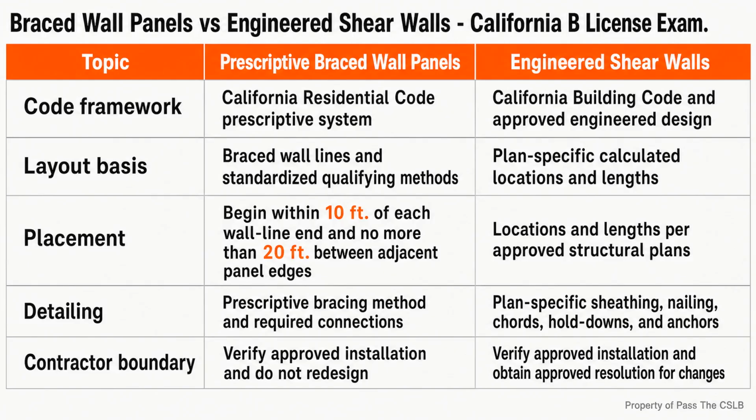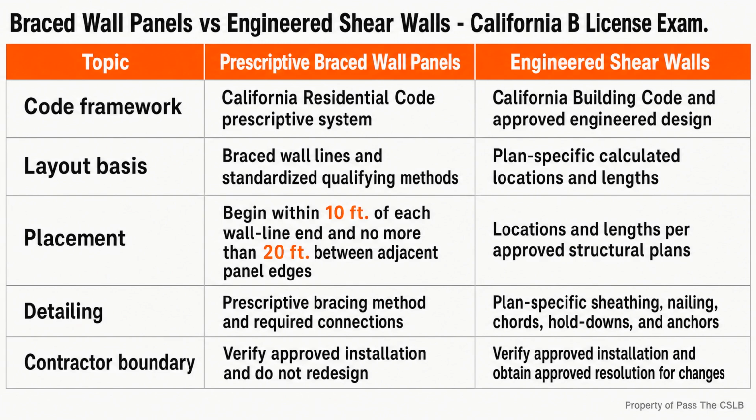The comparison chart separates the two systems. On the braced wall side, I show the prescriptive framework and the 10-foot and 20-foot placement rules. On the engineered shear wall side, I show plan-specific locations, fastening, and hardware. The contractor boundary is the same in both columns. Build what is approved, identify conflicts early, and send design changes back to the responsible design professional and approving authority.